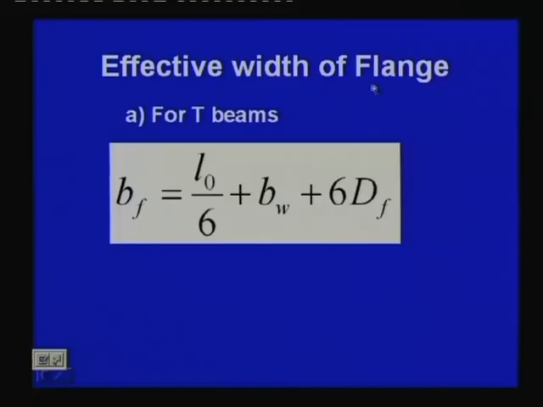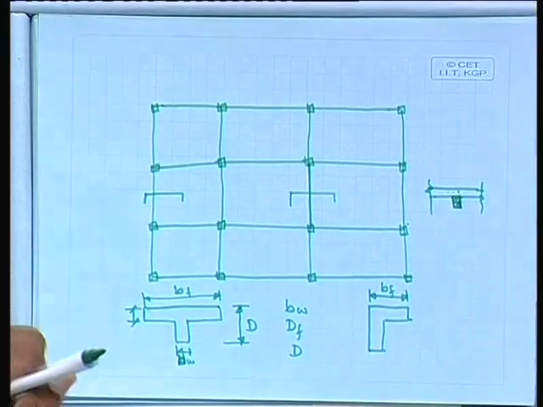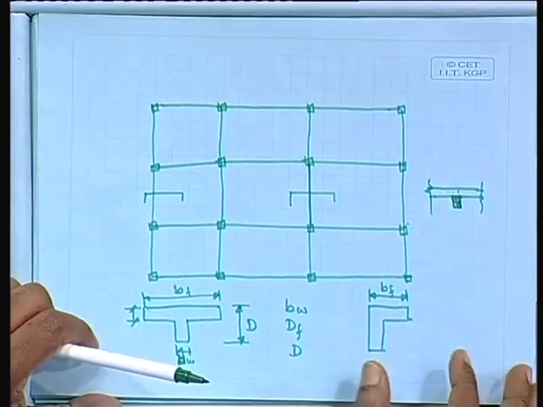So, the effective width of flange according to IS 456 for T beams, we shall get bf equal to L0 by 6 plus bw, already we have defined, plus 6 df, the depth of the flange. What is this L0? L0 is the effective span, and that we have to find out from different cases according to IS 456.